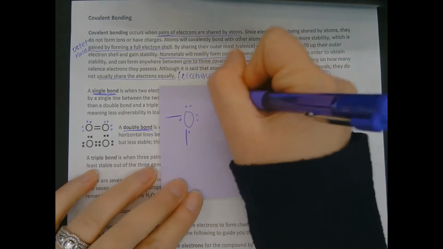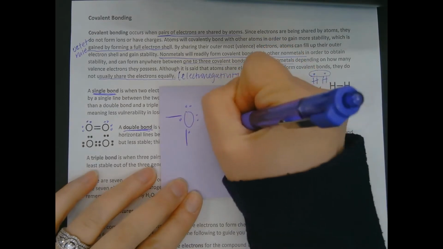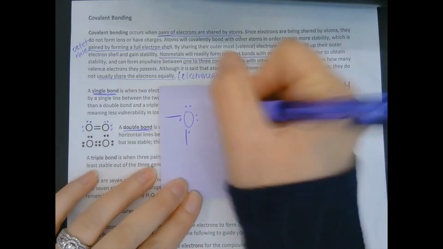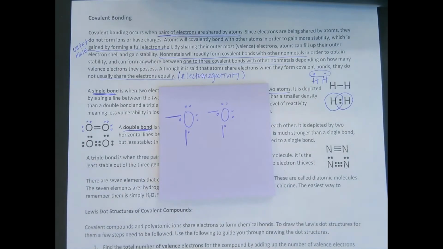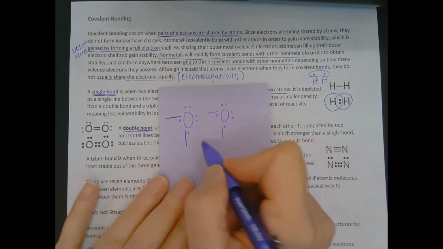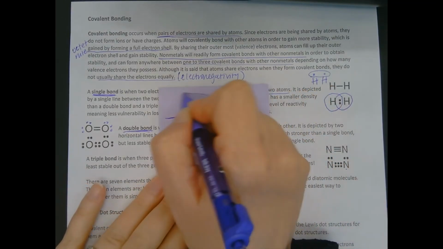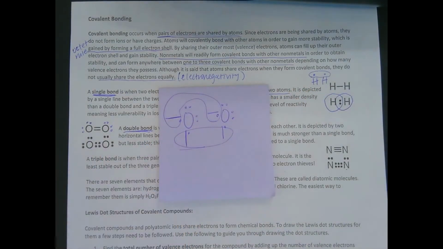It can only form 2 because it needs 2 more. Another oxygen, if it's going to bond to itself, also needs 2, 1 here and 1 here. If we shifted these around, we could have a pair that's here and a pair that's here. Now, the other pairs of electrons are called lone pairs. They just hang out. There's nothing that they react with. They just belong to oxygen and they stick with oxygen.